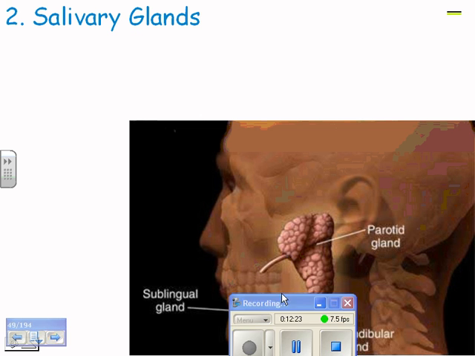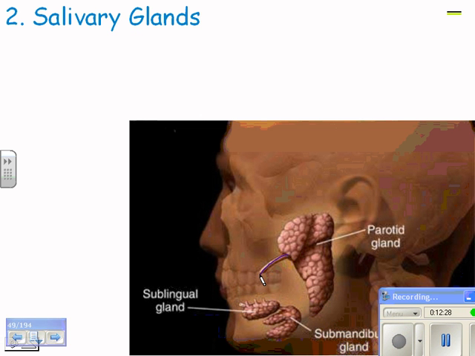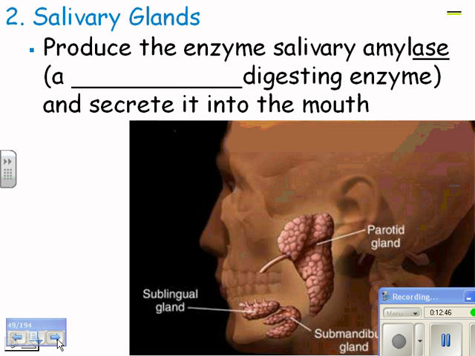Salivary glands. So here's the mouth, here's a salivary gland, here's a duct, and the saliva is brought into the mouth through the ducts. Here's another one. So there are a couple things that the saliva does. One is that it moistens food so you can swallow it, and another is that it has an enzyme called salivary amylase. So salivary glands produce the enzyme salivary amylase. Look at this, it ends with ASE, just like all enzymes should. This actually breaks down carbohydrates. So it's a polysaccharide digesting enzyme, and it secretes that enzyme into the mouth.